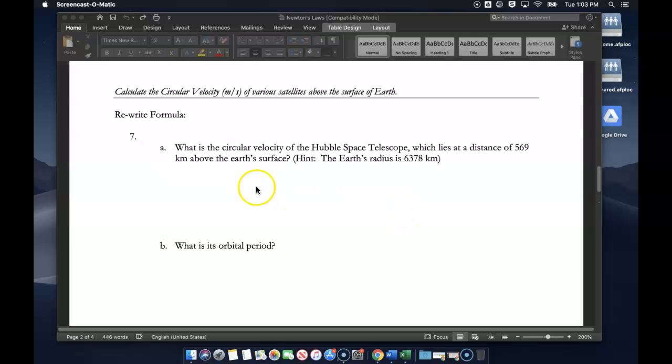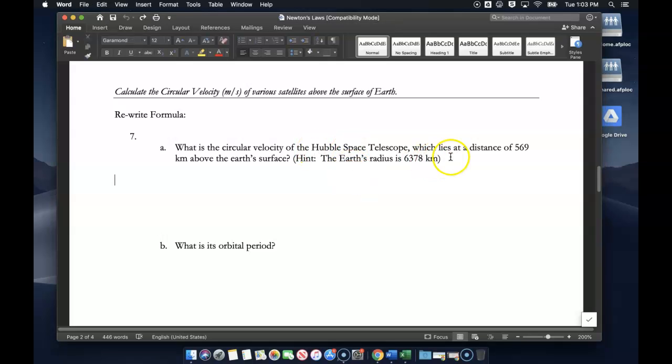Okay, so you are asked to find out what the circular velocity of the Hubble Space Telescope is. It lies at a distance of 569 kilometers above the Earth's surface. And keep in mind, the Earth's radius is also 6,378 kilometers. You need to do some addition. Don't just go with one of these two numbers. You need the full distance from the Earth's center. Once you have this value, we are going to get the circular velocity.